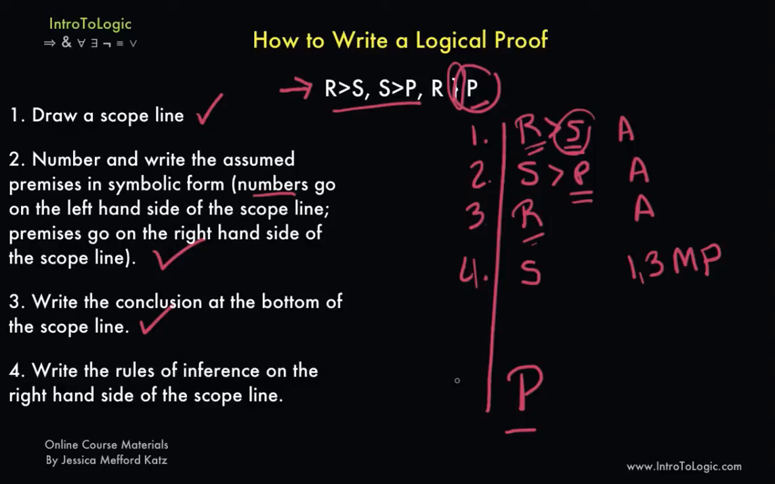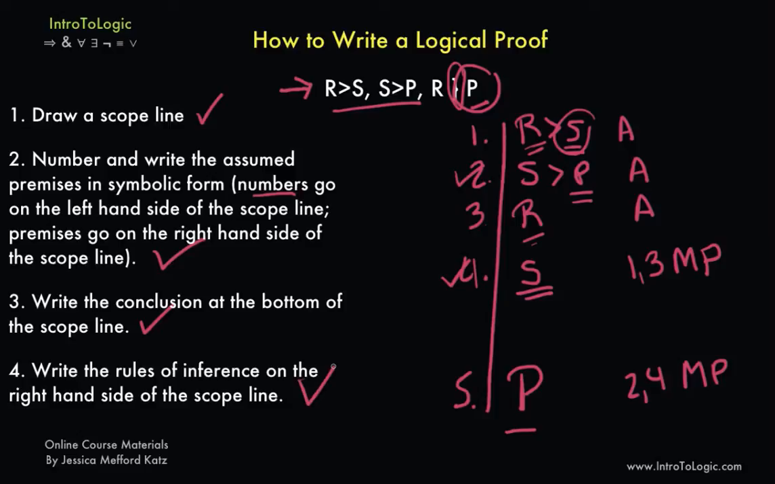All right, so now we want to ask ourselves, is there anything we can do with S now that we've derived that on a line all by itself? If you stop and look at our available premises up here, the answer is yes. We can use lines 2 and 4 to derive P all by itself. So we'd write 2, 4, and ask yourself, what rule did you use to derive P? Modus ponens. So we've just repeated modus ponens, and now we have P, the conclusion that we were aiming for.